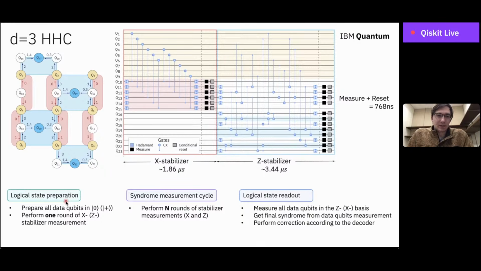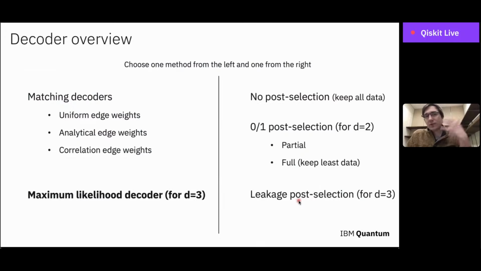But essentially, again, we have a logical state preparation, and then we have repeated rounds of parity check measurements, or syndrome measurements, and then finally we end with a logical readout of the state. What's unique for our d=3 experiments is that we tried out this maximum likelihood decoder. Also we tried out the leakage post-selection. So we have to discuss both of these before getting to the results.